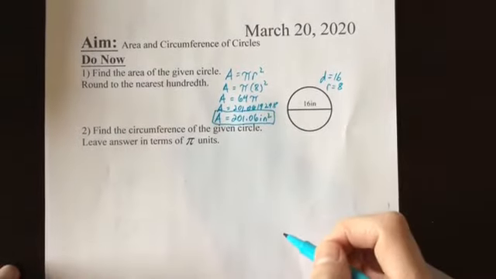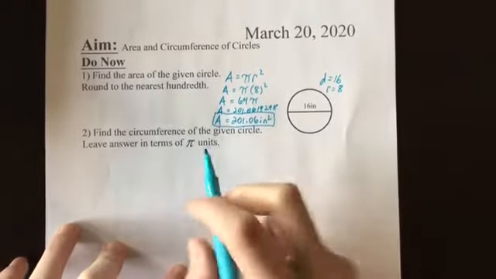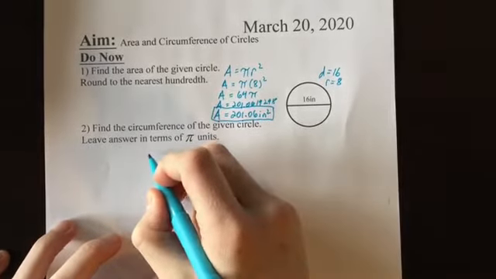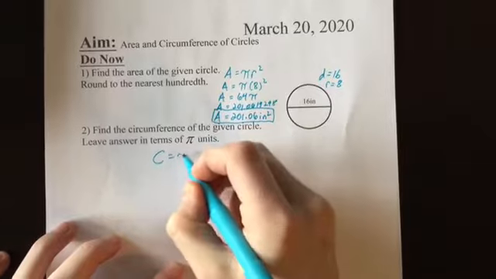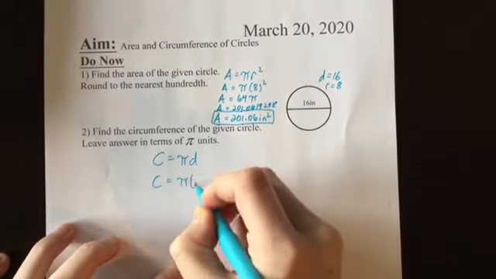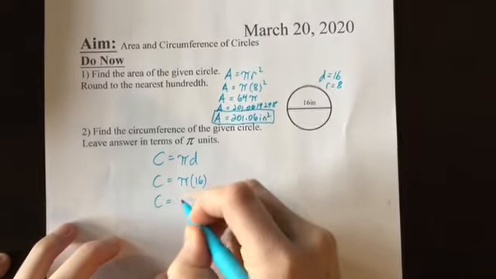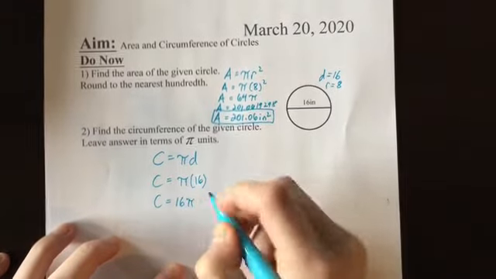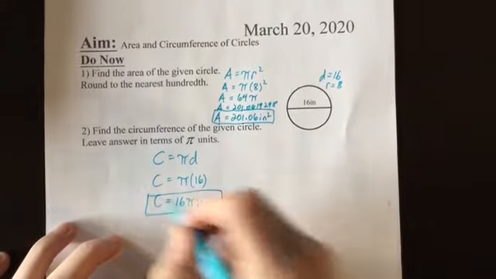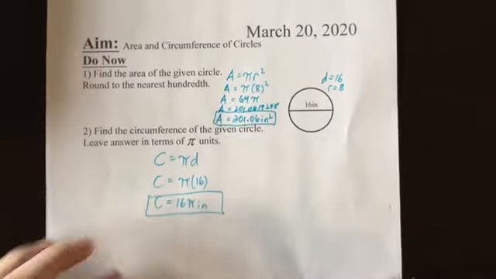Number 2, find the circumference of the circle. Leave answer in terms of pi. It doesn't get any easier than that. Circumference, cherry pie, delicious. Diameter is 16. Leave our answer in terms of pi. Just reorder it, commutative property here, and put the units on there. 16π inches. Love in terms of pi.